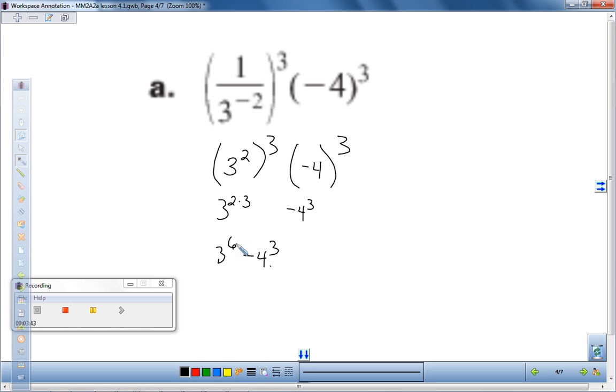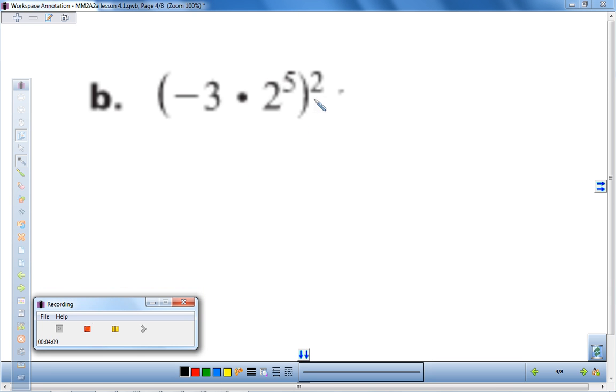Okay, so I got 3 to the 6th power, which is going to be 729. Negative 4 times negative 4 gives us positive 16, but then we multiply it by negative 4 again, which gives us negative 64. And so then when we multiply these two together, we end up with negative 46,656.